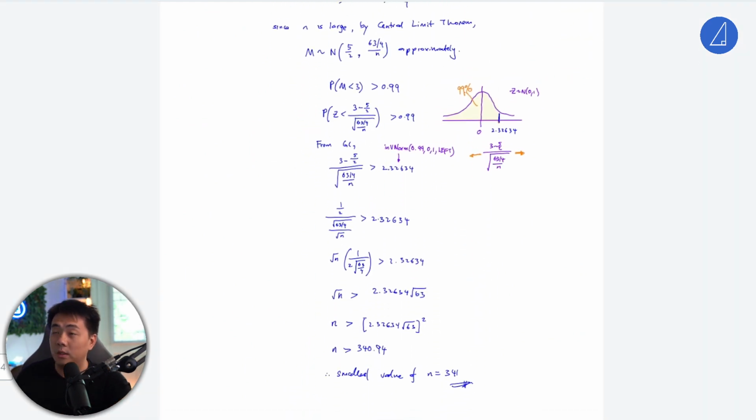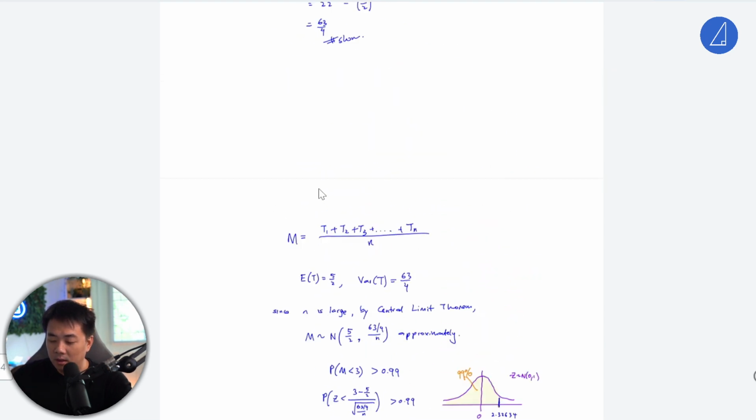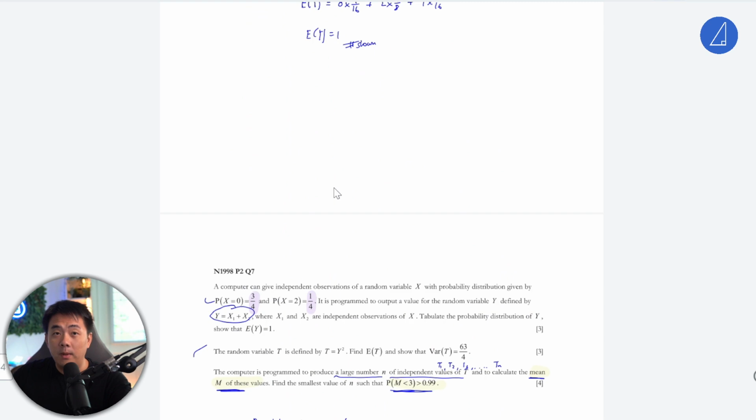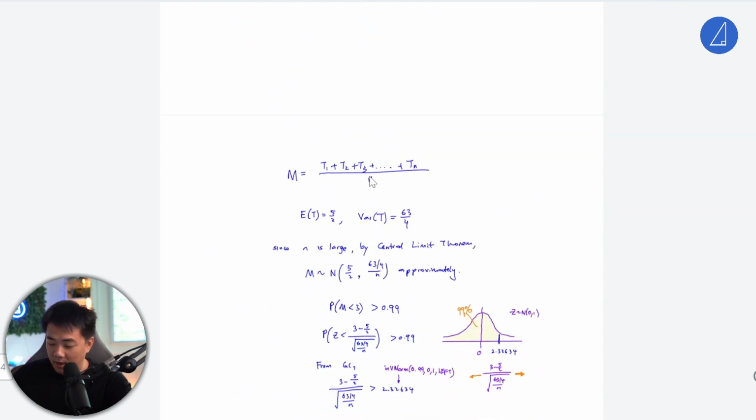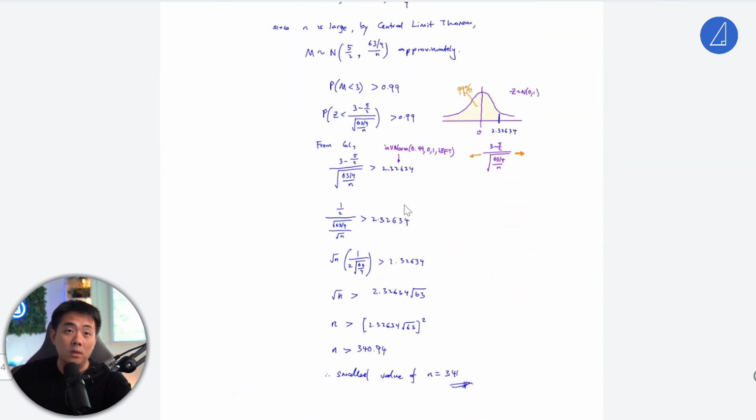So that's how you do this question proficiently. Of course you can use table values for this question, but this is a 1998 paper question, so I believe there was no GC back then, so we're just going to use standardization. So that's how you do this question proficiently.